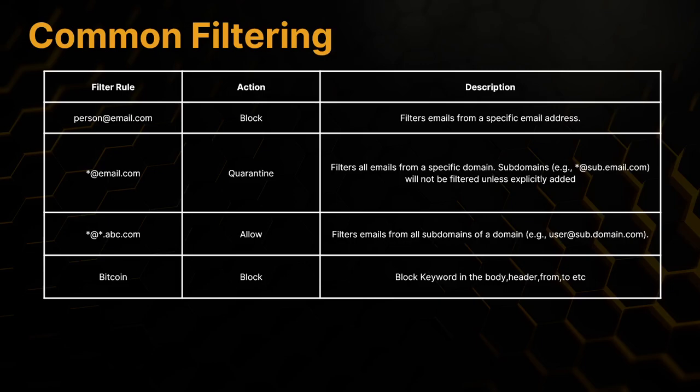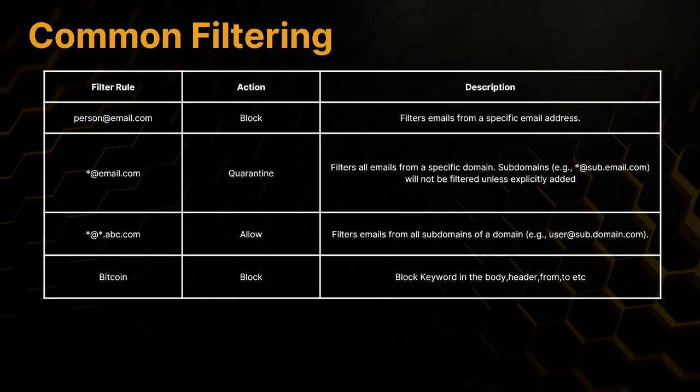content filtering. That means we can add keyword-based scanning, keyword-based rules. So it blocks any email that contains the word Bitcoin in the body, header, from address or to address, or any other part of the email. And actually, this is useful for filtering out spam or phishing emails that often mention cryptocurrencies.